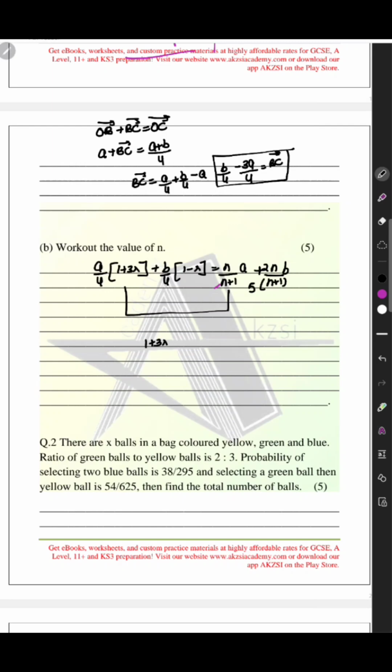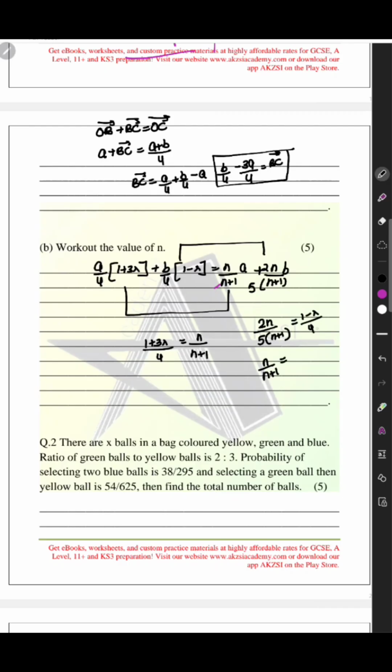1 plus 3 lambda by 4 is equal to n by n plus 1. This is the first equation. Let me solve it. It would be n plus 1 times 1 plus 3 lambda is equal to 4n. And the second equation is this one, which is 2 by 5 n by n plus 1 is equal to 1 minus lambda by 4. Even if we don't solve it, it would be much easier because n by n plus 1 is equal to 1 minus lambda by 4.